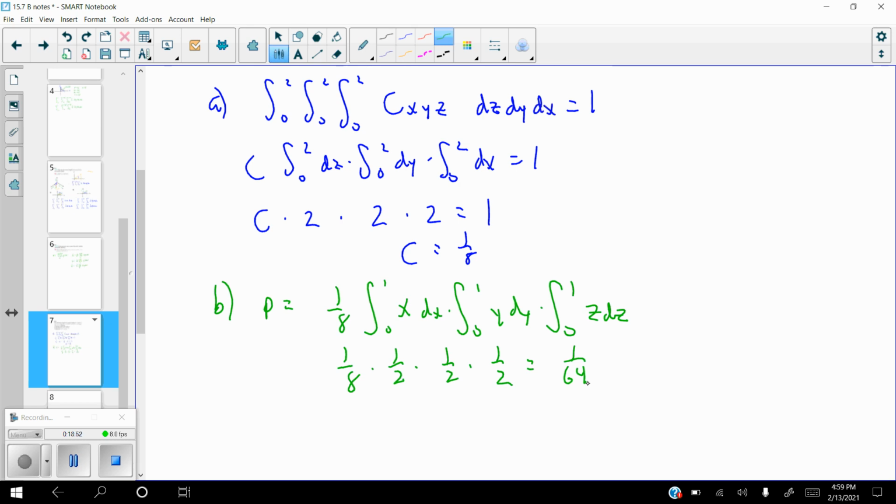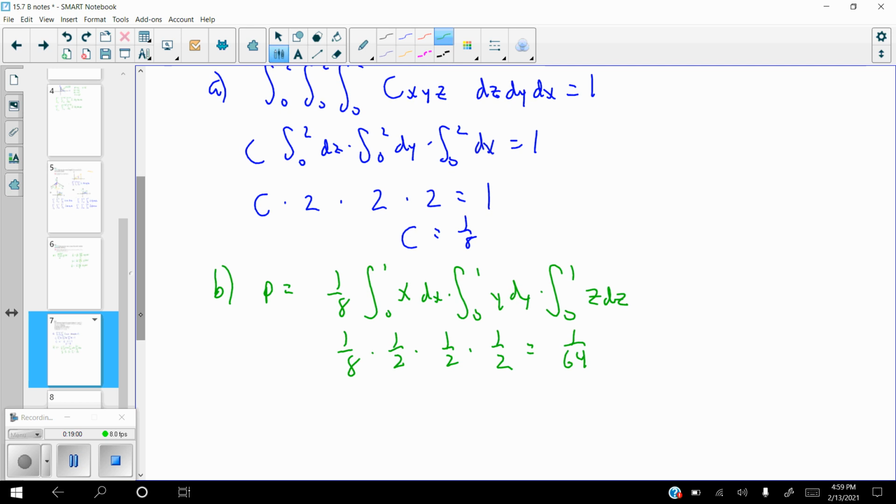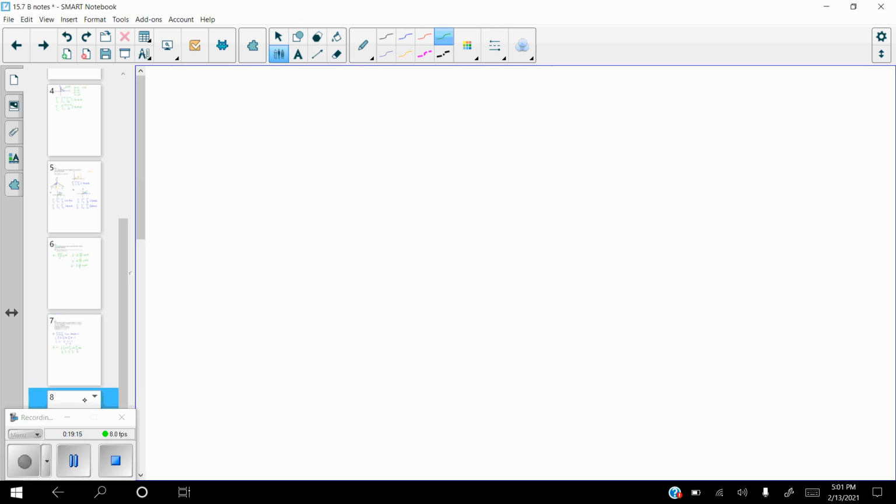Now, what if we wanted to find the probability of the sum, that's part C here, of the sum of x, y, and z all being less than 1? Oops, so that's part C. That's what we're going to deal with next. And I think I'm probably going to do this one on the next page because this is going to take a bit of space. So this would be part C.